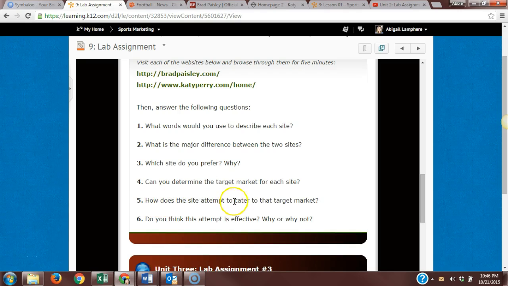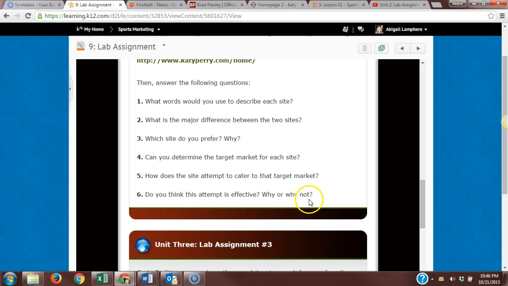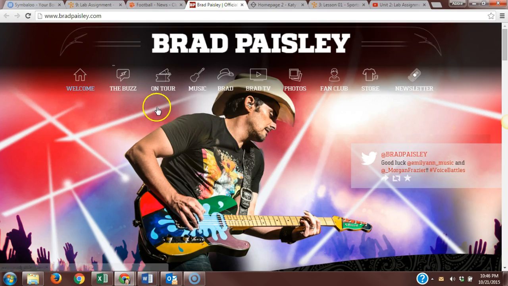How does the site attempt to cater to that target market? So what is it about each site that is going to be attractive to that target market? And then, do you think this attempt is effective? Is it working? Do you think it matches and goes along with the target market that each of these sites is trying to hit?